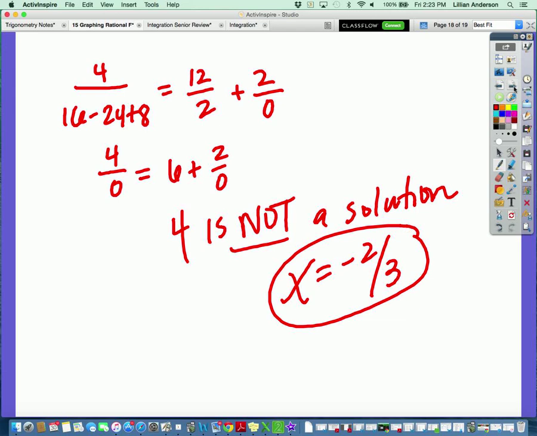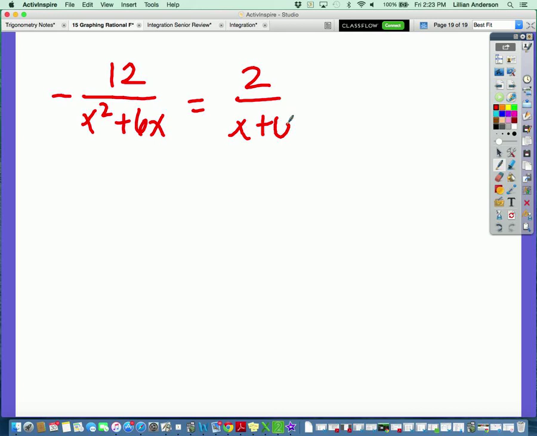Let's do one more. This is the last one that we do. Negative 12 over x squared plus 6x equals 2 over x plus 6, sorry, plus x minus 2 over x. I wrote it right. I said it wrong.